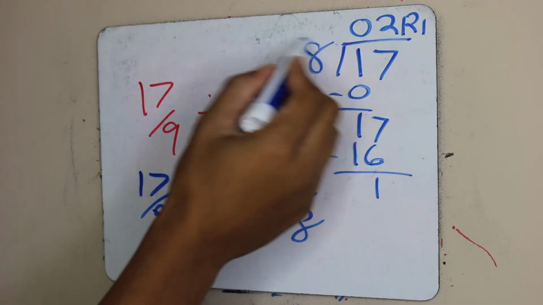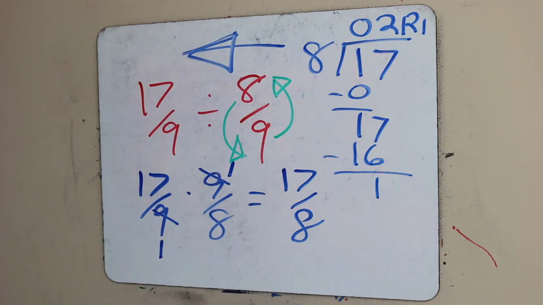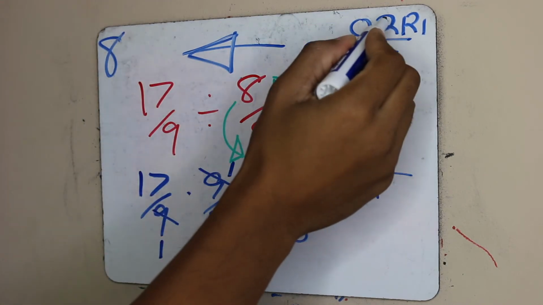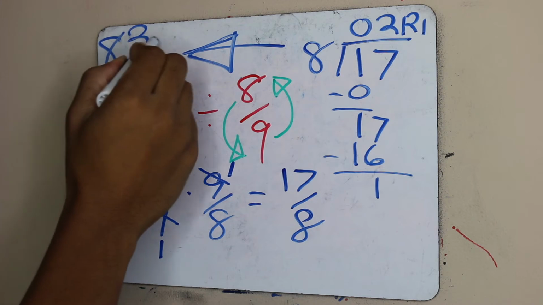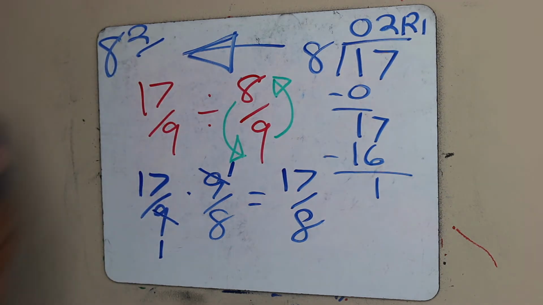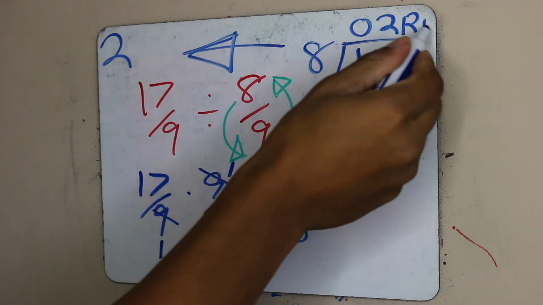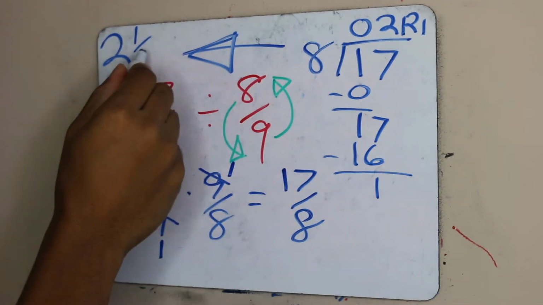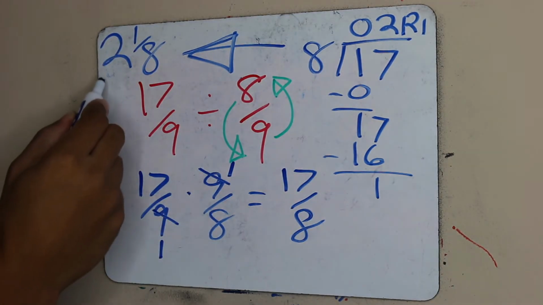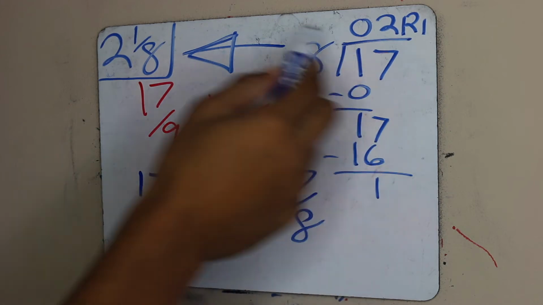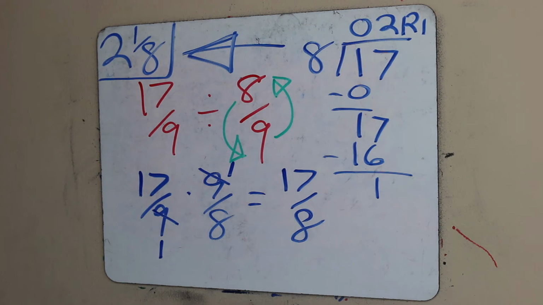Now if we write that over here, okay, it looks like this. I'm sorry, let's back up. It's actually 2 and 1/8. Okay? That is the answer. So if you have 17 over 9 divided by 8 over 9, when you do all of your calculations, you're going to end up right here at 2 and 1/8. Okay? Let's try another one.